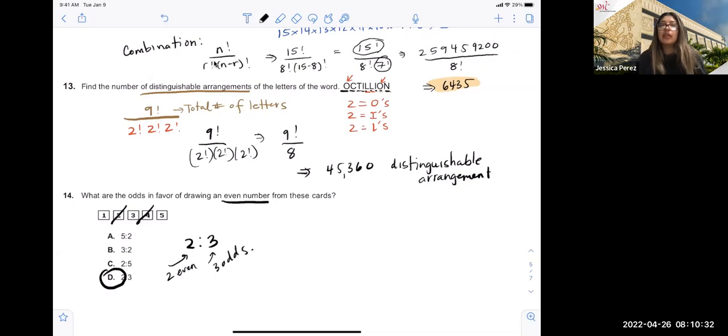If it were the odds against, then you would count backwards. But what are the odds in favor? Well, how many even numbers do you have? You have 2 evens, the 2 and the 4, versus 3 odd numbers. So 2 to 3, so our solution would be D. Okay.